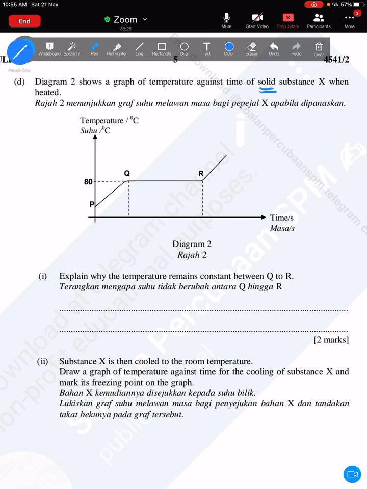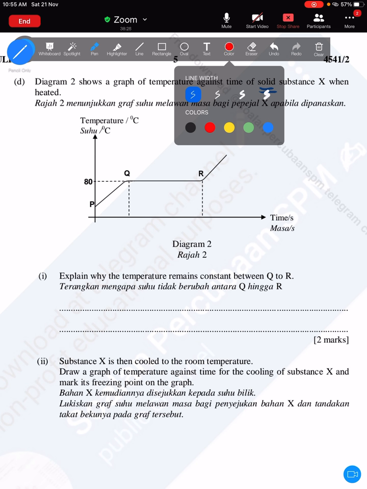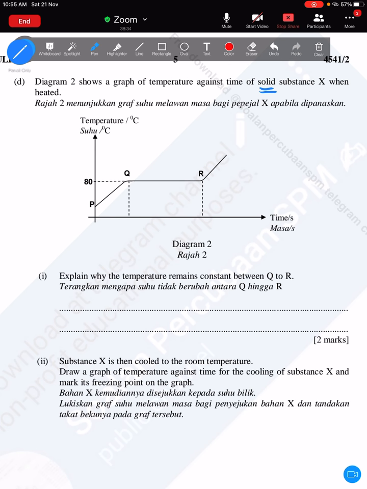Therefore, the first thing that might appear in your mind when looking at this question, don't get too excited answering the question. You should focus on what information you can get. I know P to Q is in a solid form. And R and above is in a liquid form. And between Q and R, it is solid plus liquid. There is no change in the temperature. Why is it in this situation? This particular range is also known as the melting point.